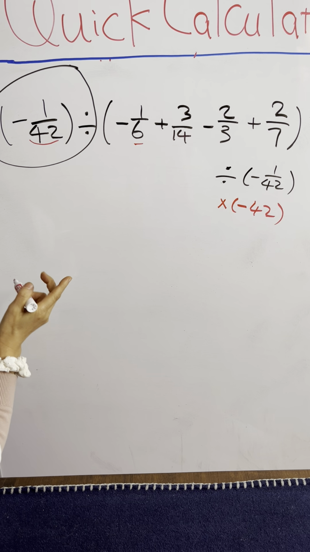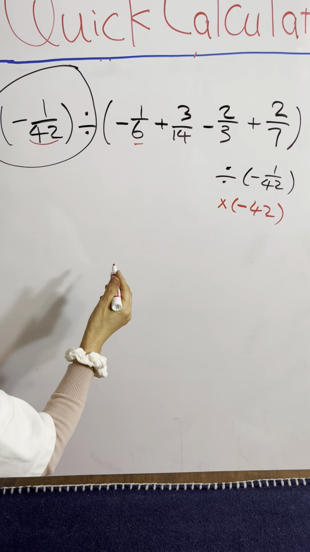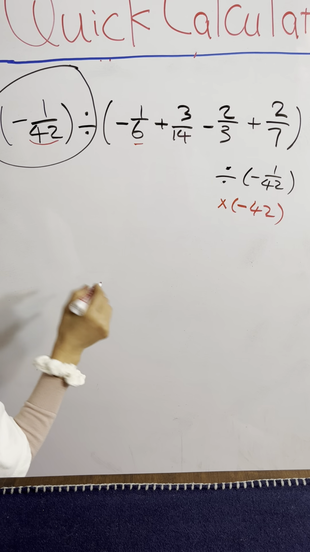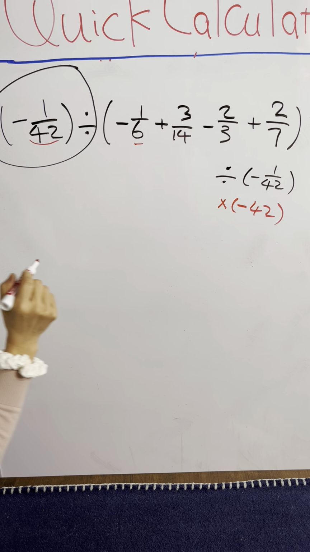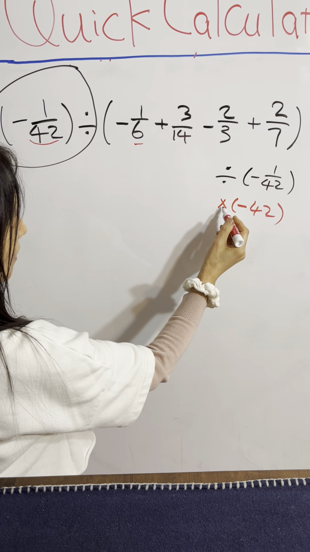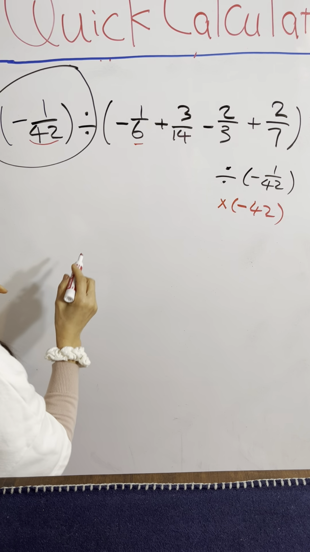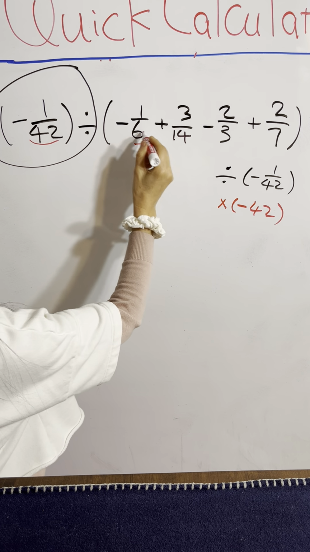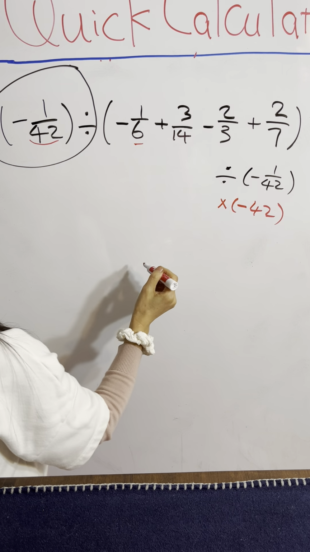Right? Division and multiplication are inverse of each other. Remember, dividing by 2 is the same as multiplying by half. So dividing by -1/42 is the same as multiplying by -42. So then I multiply 4 terms with -42.